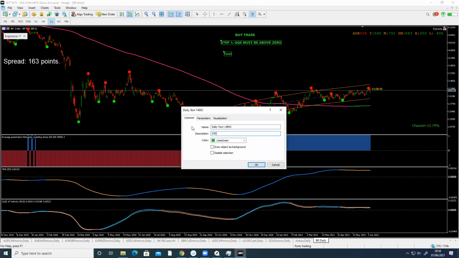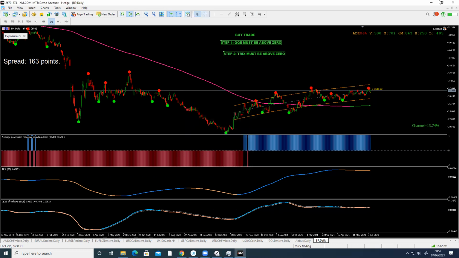Just put this one on here. Okay, step 2. TRIX must be above zero as well. So TRIX indicator must be above zero.